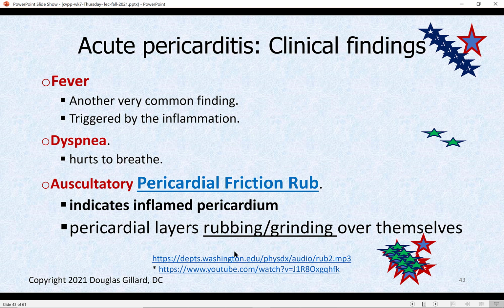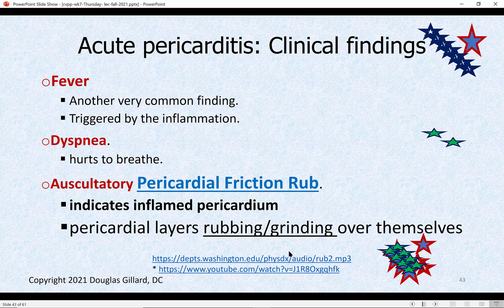All right, what are the findings? Other findings besides pleuritic chest pain? Fever. It could be triggered by the inflammation. Dyspnea. It's going to hurt to breathe. That's kind of the pleuritic chest pain. And then auscultatory precordial friction rubs. That's a very common one, especially if you start to get a little fluid in the pericardial cavity. It starts to mask the S1 and S2 heart sounds, so you have this kind of muffling of the heart sounds.